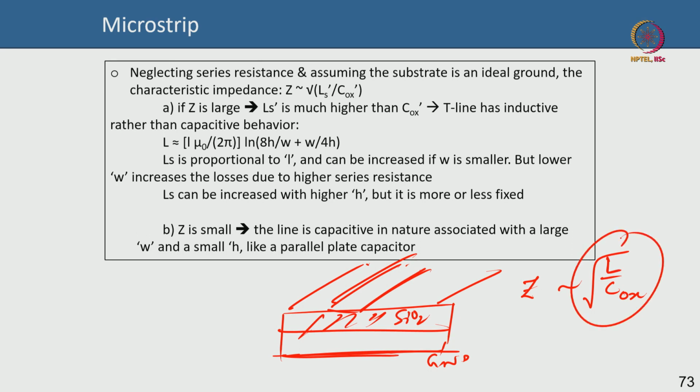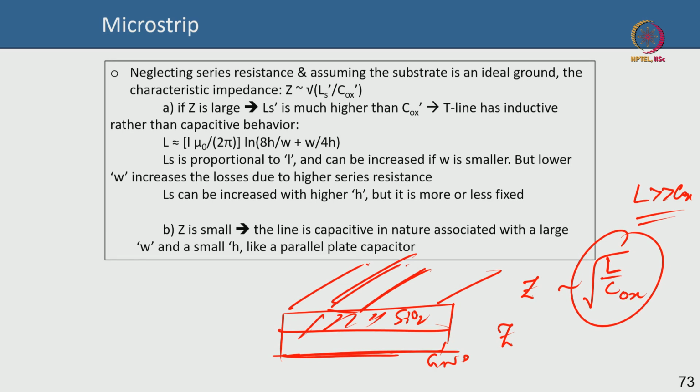So if this ratio is very large, which means your characteristic impedance that you can measure is very large, which means your L is much larger than COX, which means your microstrip line is behaving more like an inductor. I'm not talking about a short line or an open line or whatever. It's just a microstrip line. If the characteristic impedance is very large, it means the inductive behavior dominates over the capacitive behavior of the line. Now how can you achieve that? How can you make it more inductive?